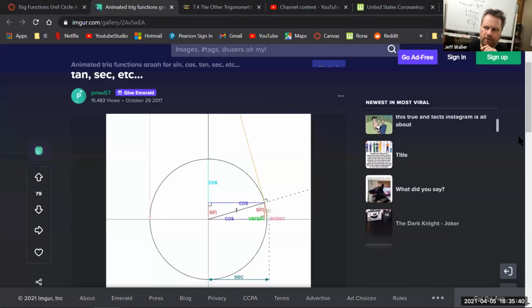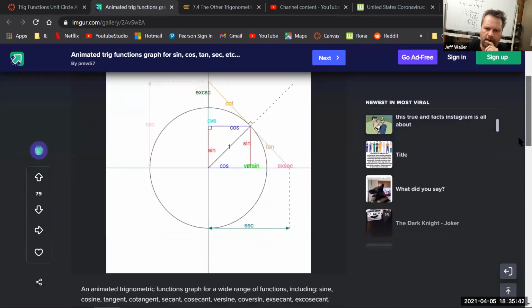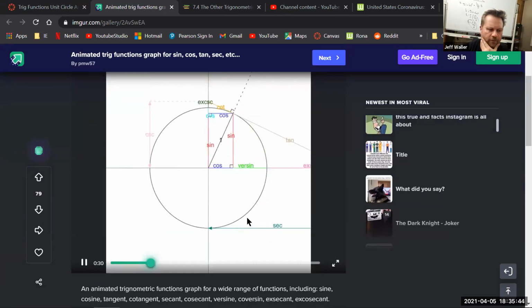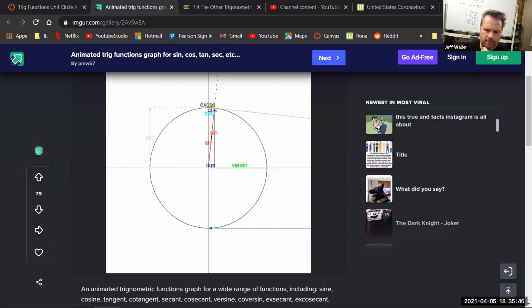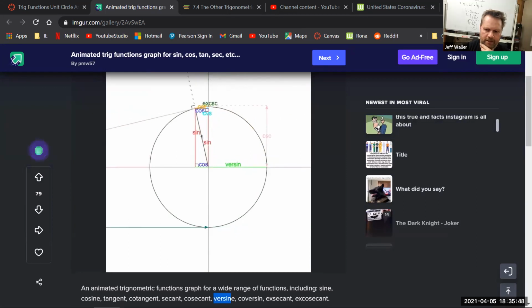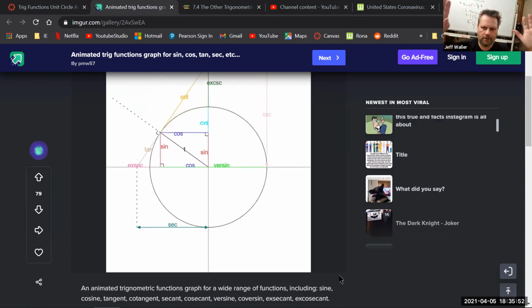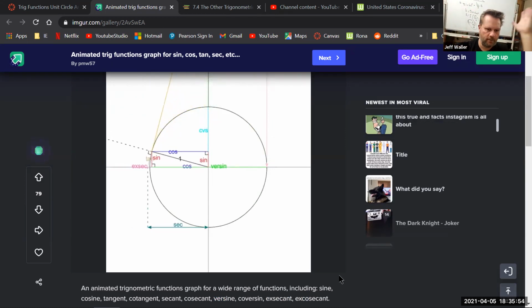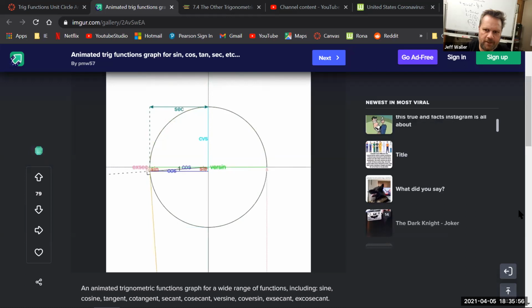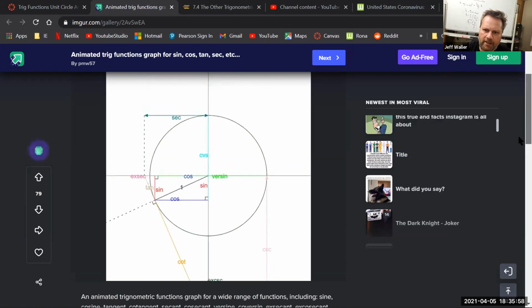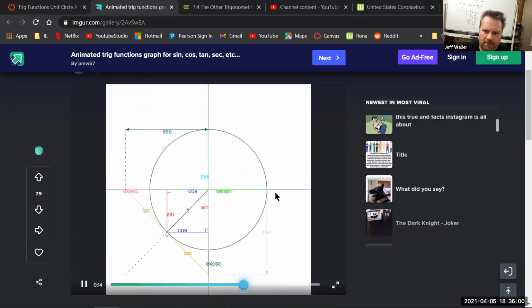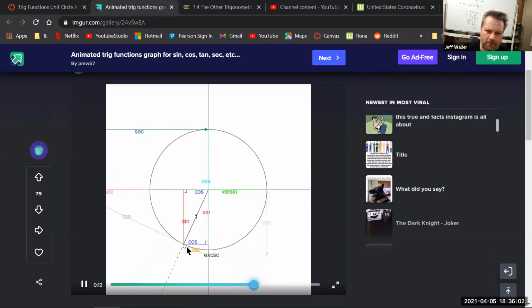All right, so this is the one I think I told you guys where I learned some trig functions that I never knew existed, and that's the versine and the exsecant and the excosecant. Don't worry about those. Those are kind of like medieval times usages. So what is going on in this image? A lot. So here's our sine and cosine.